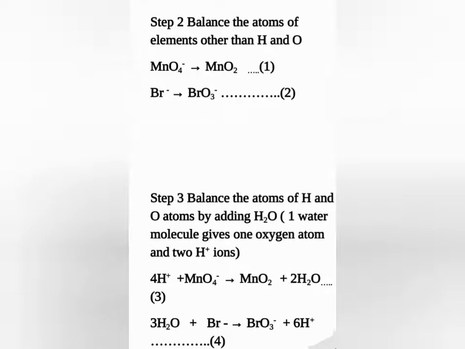Both sides will have manganese in the first equation. The second equation also has an equal number of bromine atoms. So there is no need to change anything. You don't need to make any change in the first step, and the second step also.